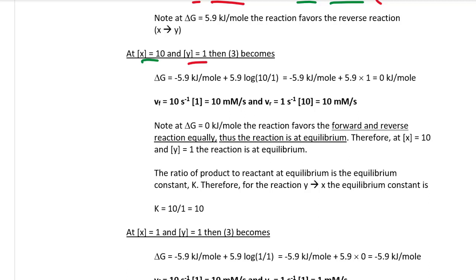when we plug in y here and we plug in x here, you can see that, well, first of all, our delta G is 0. So we're at equilibrium. And you can see that the rate of the forward reaction and the rate of the reverse reaction equal each other, which is what we expect. At equilibrium, the rate of the forward and the reverse reaction equal each other. And of course, our equilibrium constant is 10.